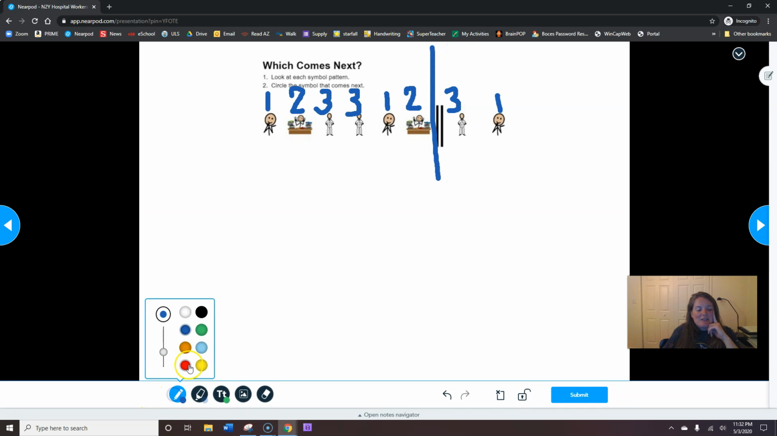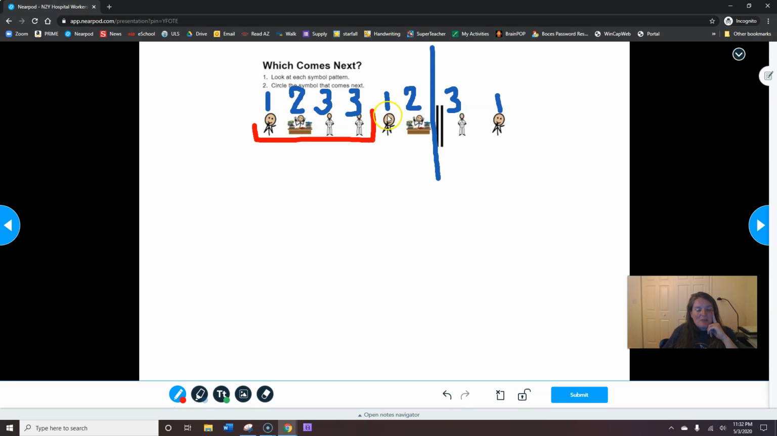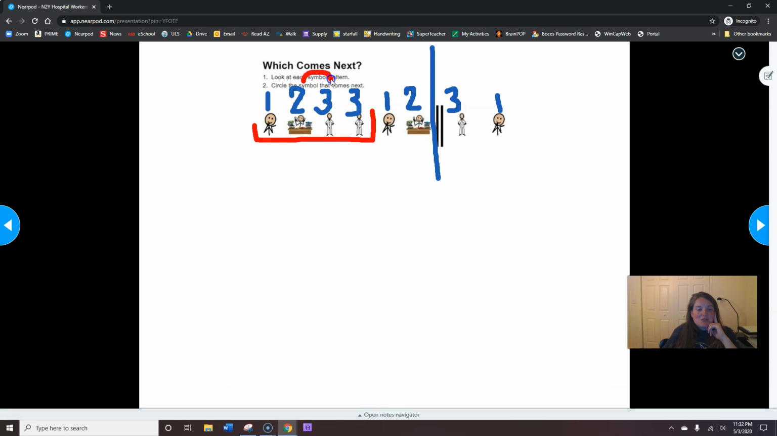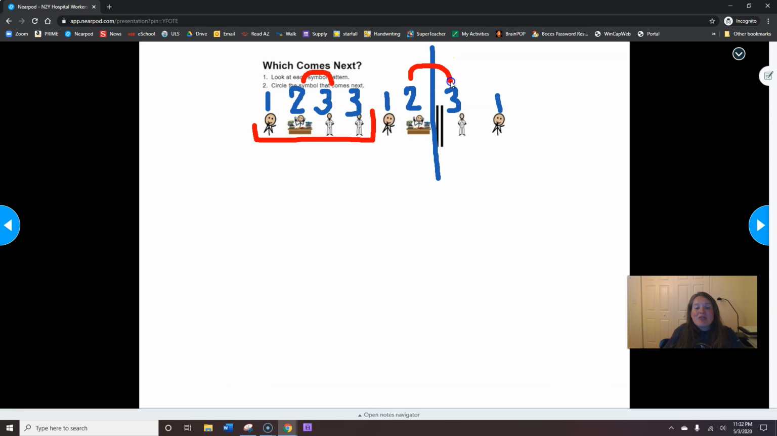Now let's look for our pattern. Our pattern is 1, 2, 3, 3. 1, 2, 3, 3. So after 2, what comes next? I'm going to say up to the line, and I want you to say it with me. 1, 2, 3, 3. 1, 2. What comes next? After 2, we go to 3. We need to circle doctor and then hit submit.